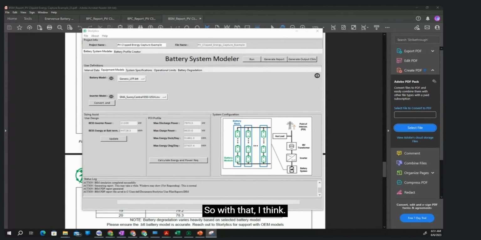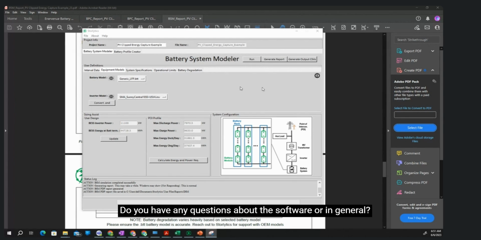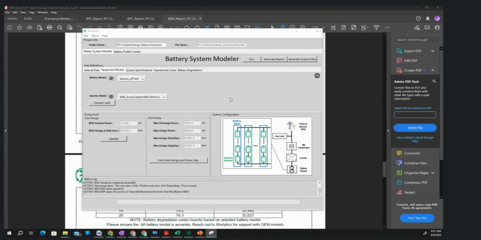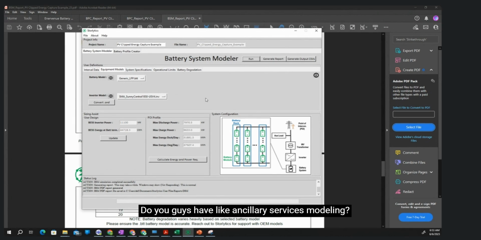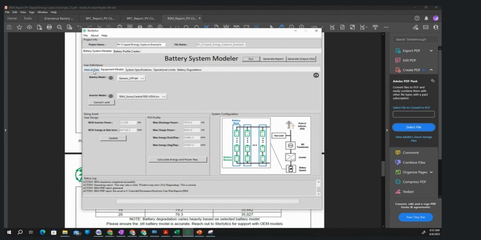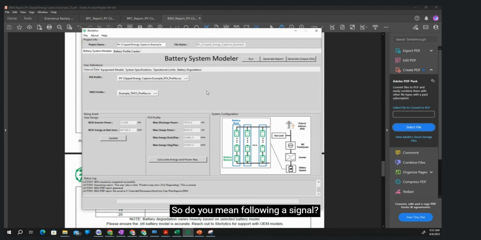Great. So with that, do you have any questions about the software or in general? Do you guys have ancillary services modeling? So do you mean following a signal from an ISO?